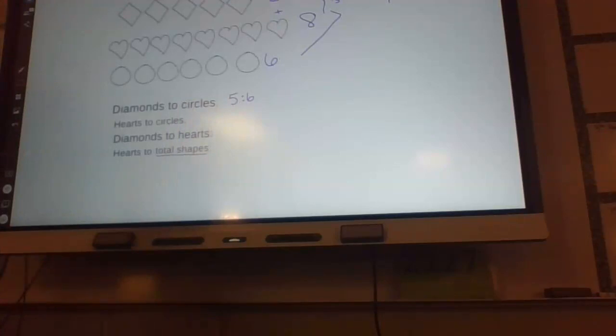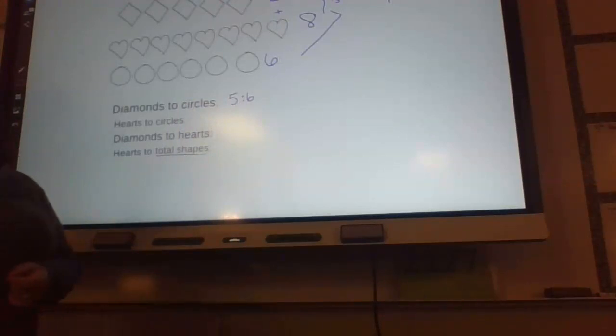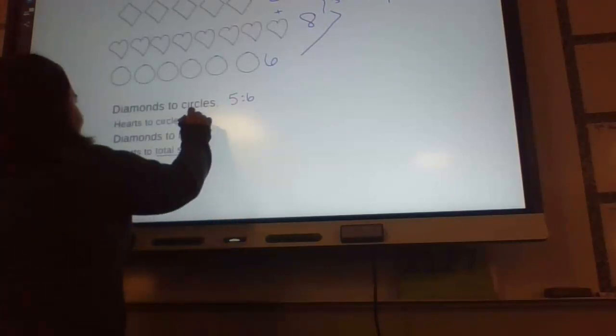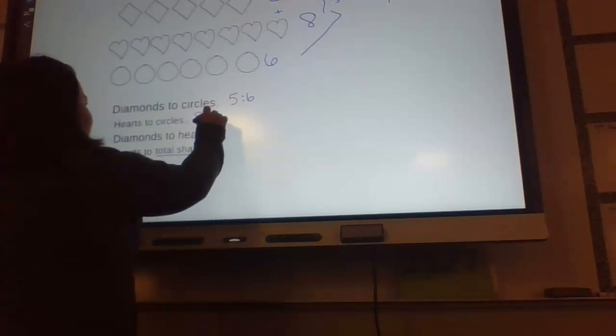Now let's look at our next one, hearts to circles. What is my ratio of hearts to circles? 8 to 6. Can I reduce this one?